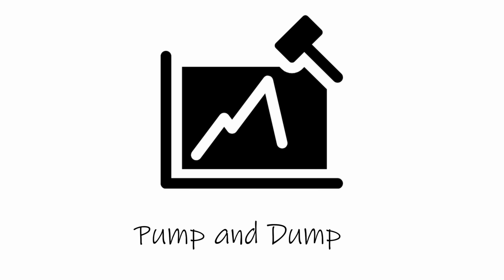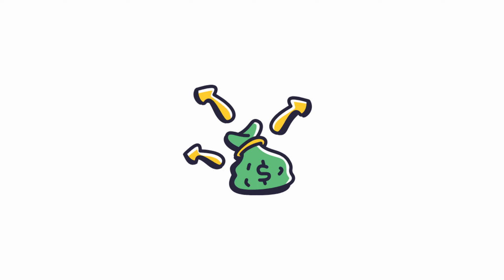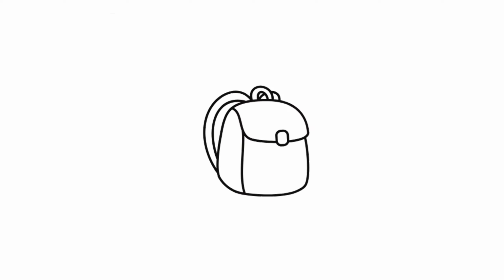It's like a dead cat bouncing once when you drop it. Pump and dump. This is when bad people lie to make a stock price go up, then sell their shares to make money while others lose money. This is illegal. Bag holder. This is someone who bought a stock, and now it's worth much less than what they paid for it. They're holding the bag of losses.